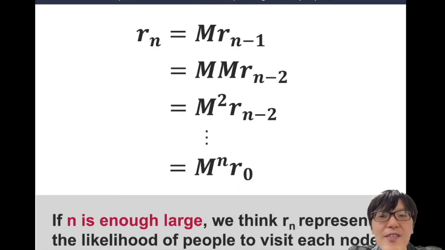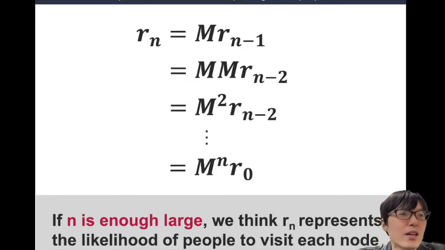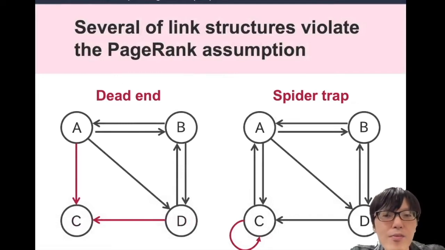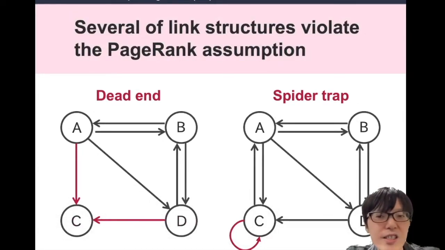Okay, if n is large enough, we think that the probability Rn represents the likelihood of people visiting each web page. This is the mathematical procedure of the PageRank calculation. However, we have to modify these mathematical procedures for the practical application of PageRank.